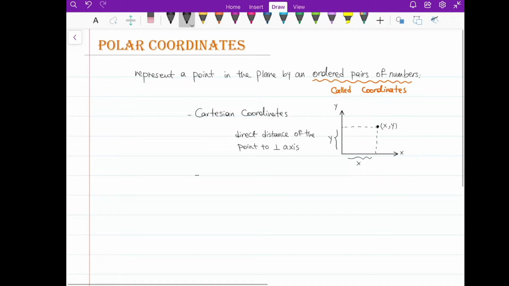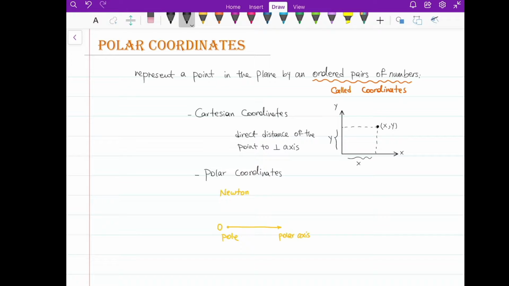We have other coordinates that we call polar coordinates. Polar coordinates are also a pair of numbers, and they were introduced by Newton. We pick a point on the plane and we call it the pole. We usually use the origin for that. We show it by O, and then we have a horizontal line corresponding to the positive x-axis, and we call it the polar axis.